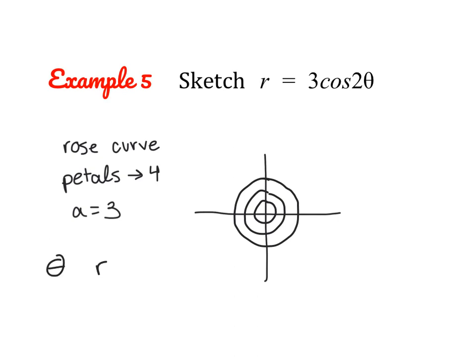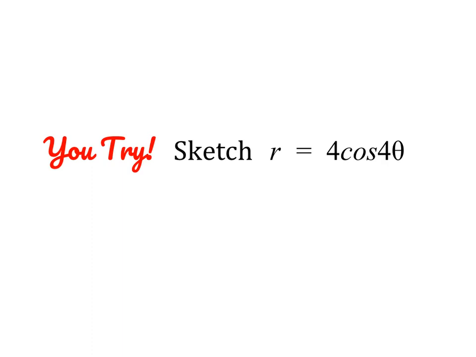Once again, we can use 0, and then we'll get 3. So this point at (3, 0) means I must have a petal here, which means that I have to have a petal here, here, and here. So our graph is going to look just like this. All right, go ahead and pause the video and give this one a try.